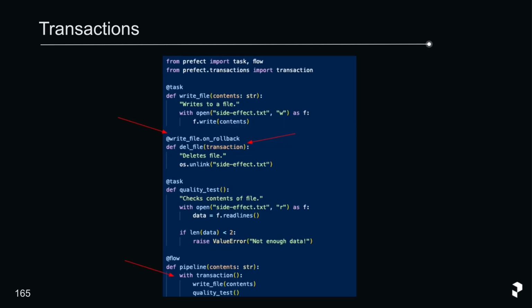Here's everything put together. You can see the write file task at the top that's creating that side effect text file. There is the on rollback hook down below it, which is responsible for deleting the file. You have the quality test, which checks the contents of the file. And in the event that this quality test fails, then the on rollback hook will be queued up and the data file will be deleted. And all of this is being handled within that transaction block down below in the flow.